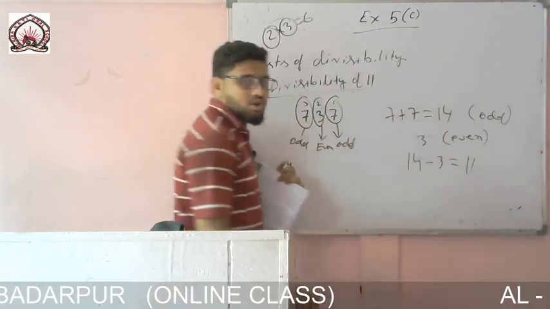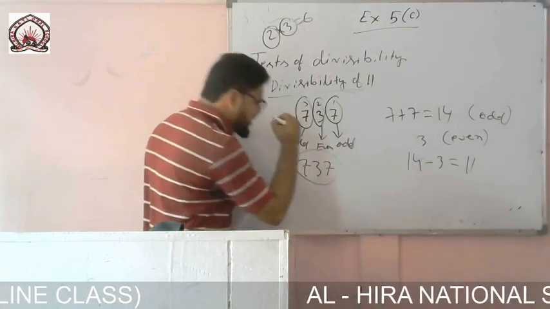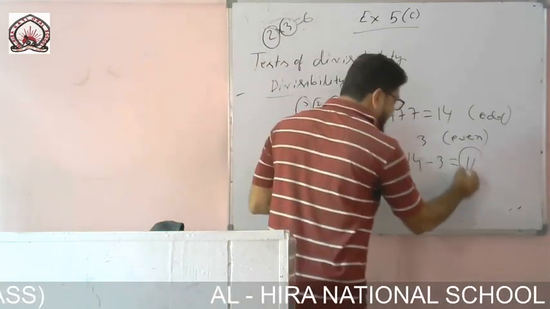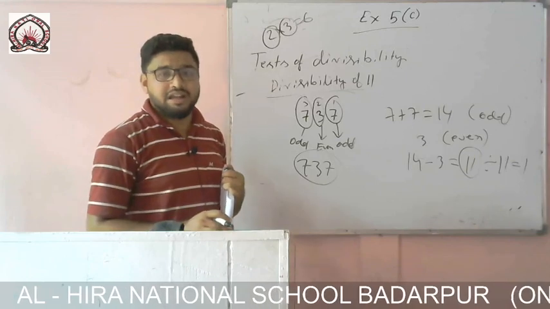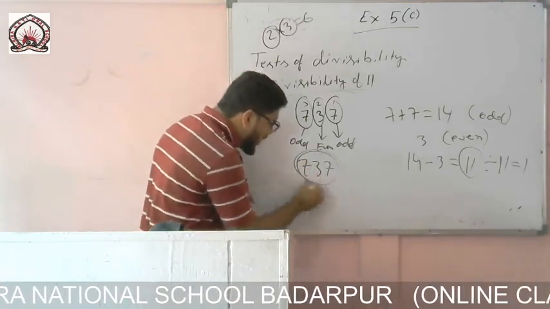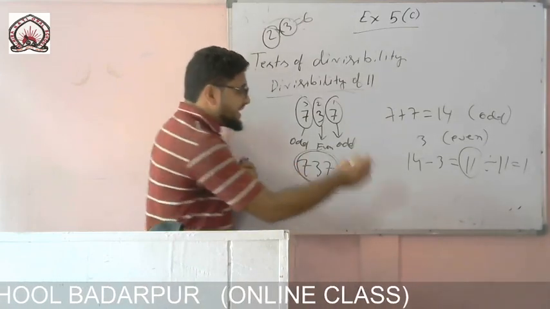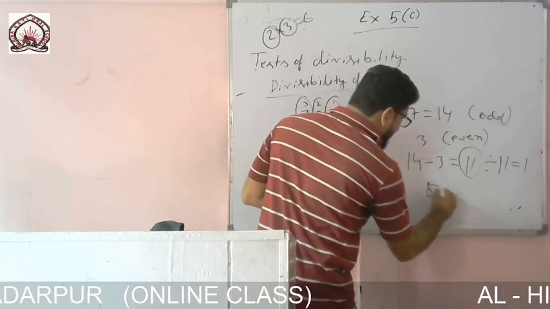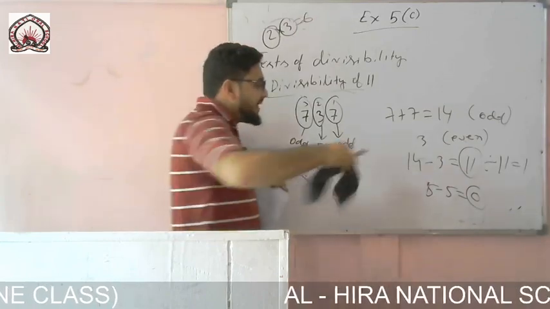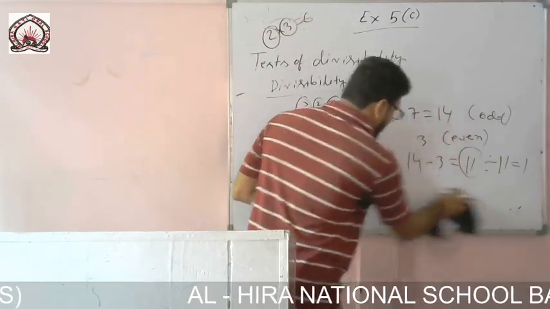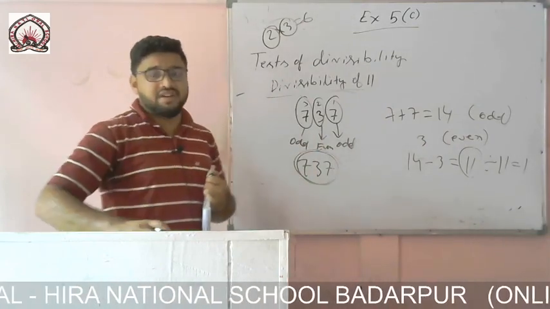It is 11. So 11 is divisible by 11. So that is 7, 3, 7, the whole number is divisible by 11. Here the difference came 11. So 11 is divisible by 11, that is 11 ones are 11, 11 zeros are 0. Now another example is there. If the difference comes 0 also, suppose 5 minus 5, then it is divisible by 11. If the difference comes 0, then also it is divisible by 11. So let us take an example where the difference comes 0.